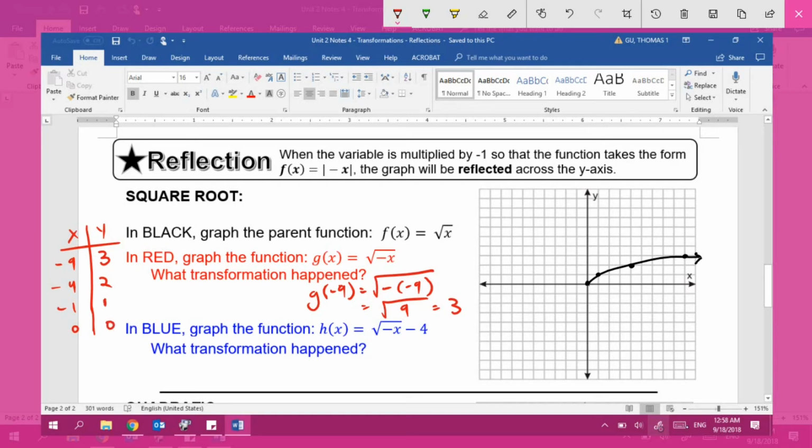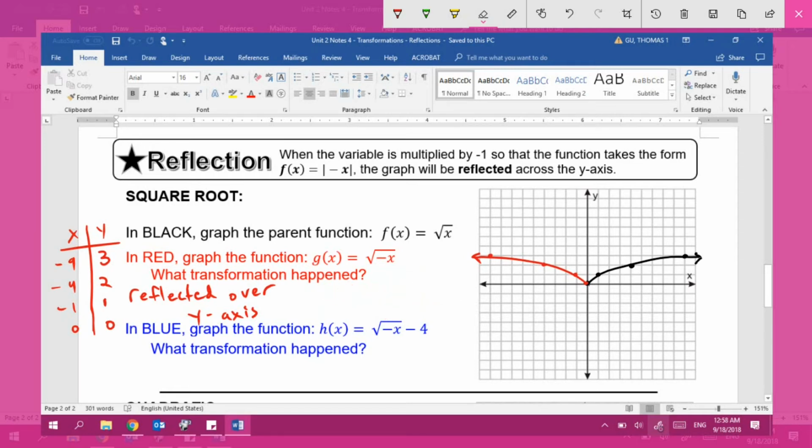So we can see these are our new points: (-9, 3), (-4, 2), (-1, 1), and (0, 0). So we can see that this new graph is a reflection over the y-axis. We can see that it's a reflection over the y-axis from our original parent function. So that's what the transformation is. Reflected over y-axis. And that's because our negative sign was on the inside of our function.